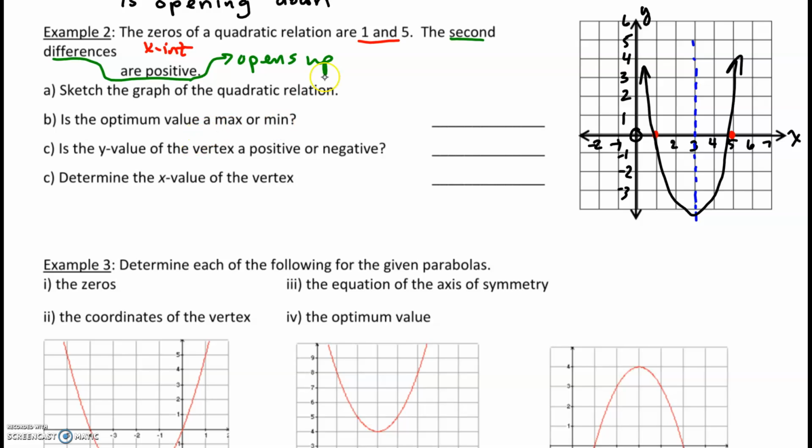All right, is the optimum value a maximum or a minimum? So remember, the optimum value is the lowest point. So we know that it's going to be a minimum since the parabola is opening up. So minimum. Is the y value of the vertex positive or negative? Well, I can see that it's below the x-axis. So the y value has to be negative. And I have to determine the x value of the vertex. Well, the x value of the vertex, we can see, is going to be 3. We don't know the y value, but we can see because it's between the 2 points that x has to be 3.